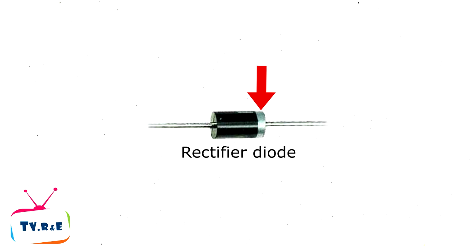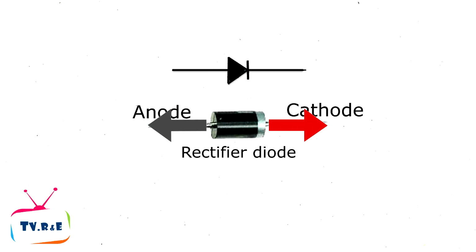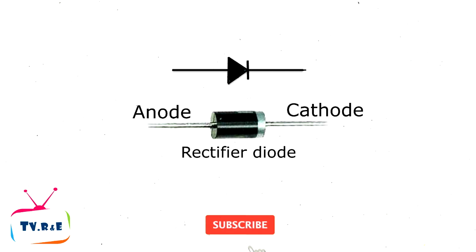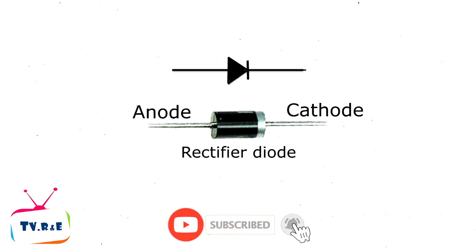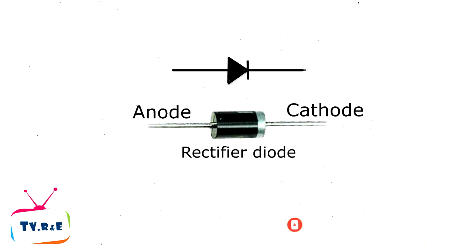The side where the silver mark is present is called the cathode side. And the side where no mark is present is called the anode side. The symbol or sign for the rectifier diode is like this, which indicates the current will only flow from one direction. And if we check this rectifier diode with a multimeter, it does not show any kind of reading for both sides, except for only one side.